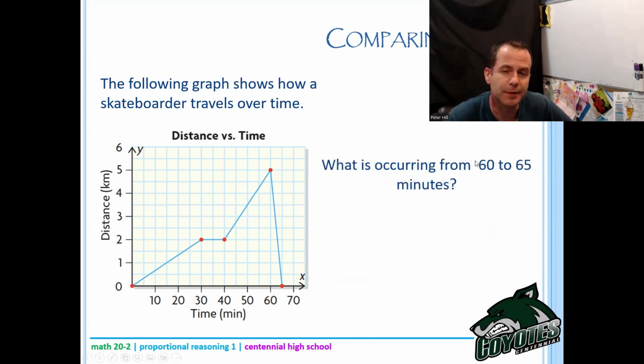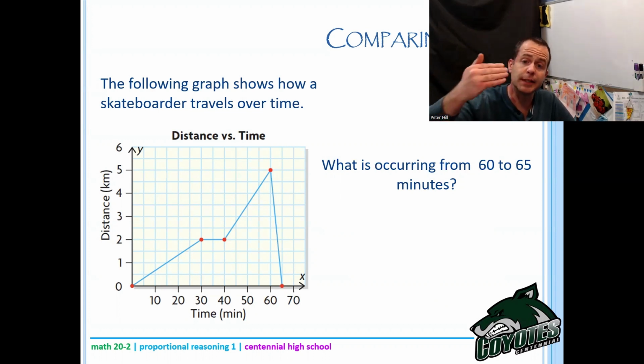What is occurring from 60 to 65 minutes? What we want you to notice there is, if this is distance, all the way up to 60, his distance is going farther and farther and farther away, which means he is moving away from wherever he started, okay? So maybe he left his home and is going to a skateboard park or whatever, okay?